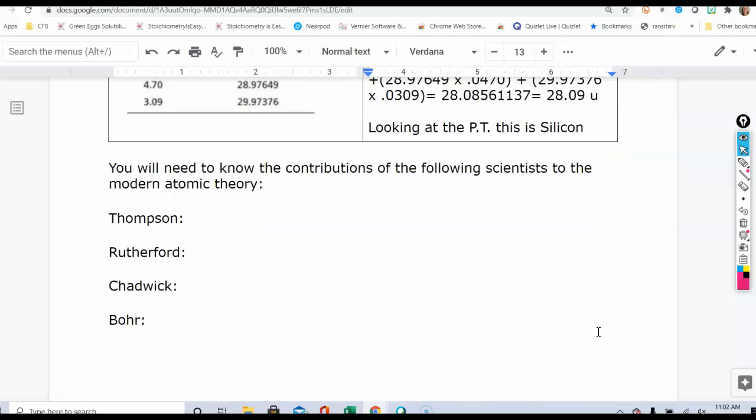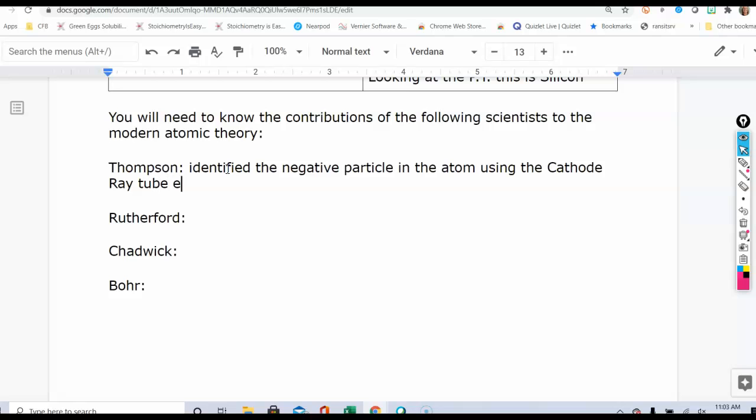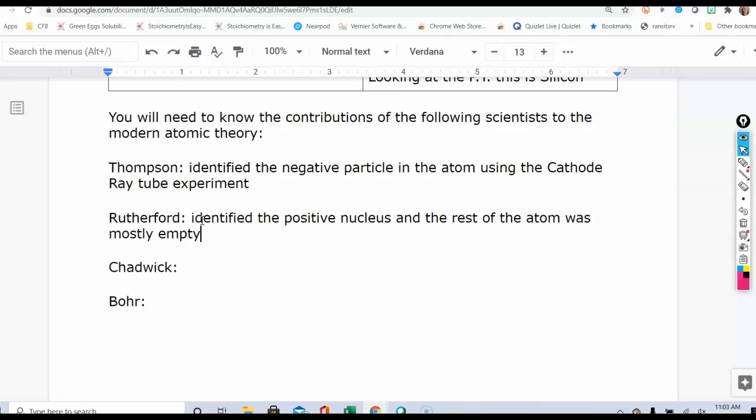You will need to also know the contributions of the following scientists to the modern atomic theory. So we have Thomson, who identified the negative particle in the atom using the cathode ray tube experiment. Rutherford identified the positive nucleus and the rest of the atom was mostly empty space.